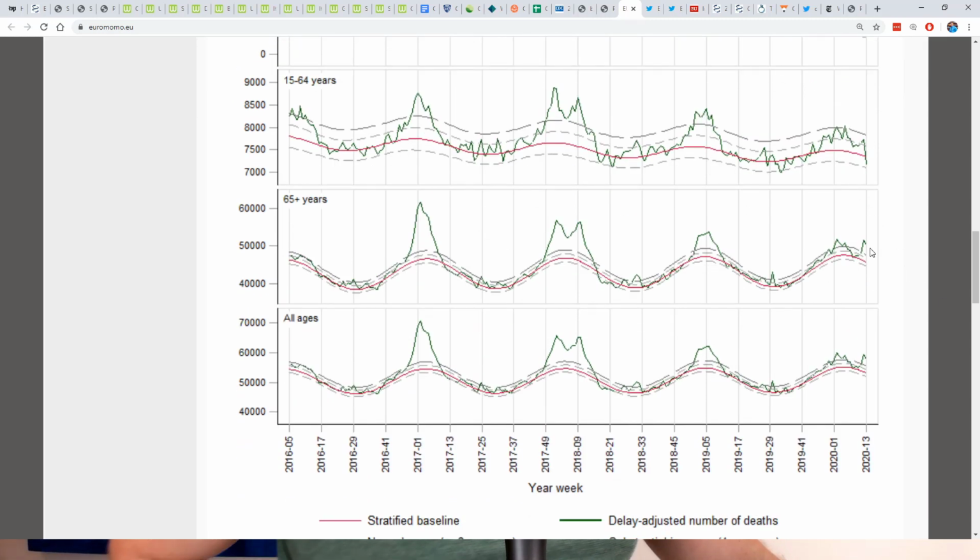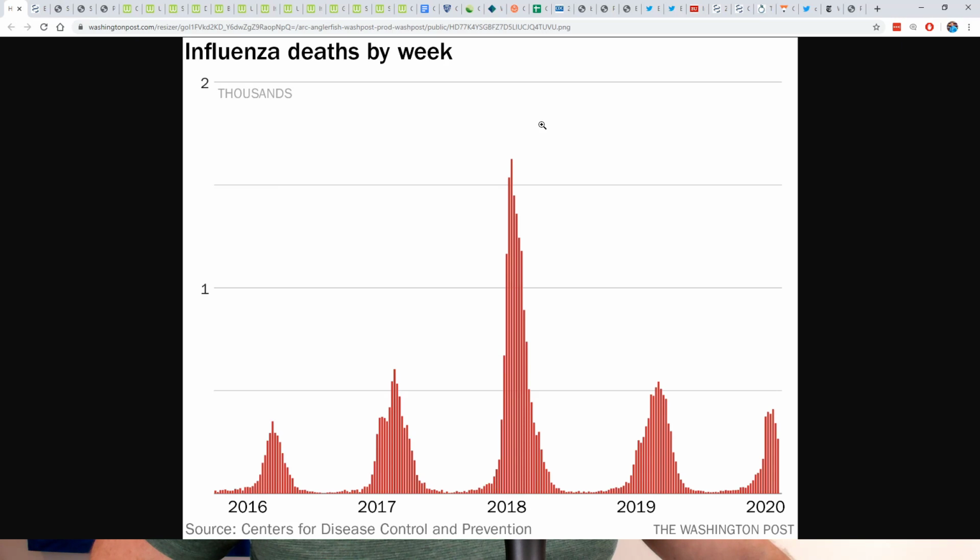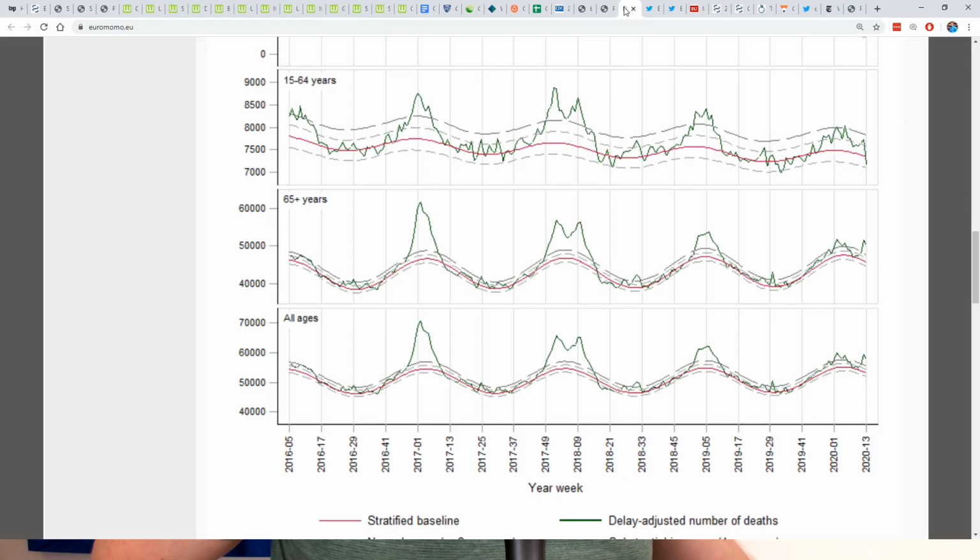But is this unprecedented here? Well, no. Look at just last year. It's a bigger blip. Look at 2 years ago. Look at 3 years ago. That's a huge blip. And we've had things like that in the U.S. too. You can see our flu in 2018 was much bigger than 2019 and 20. Just keep that in the back of your head.